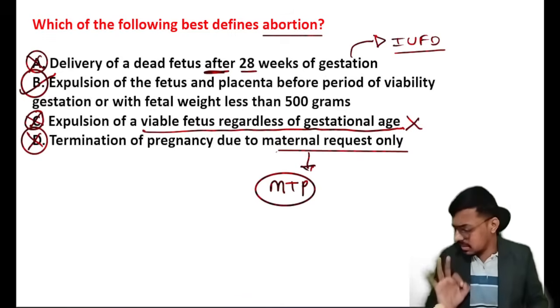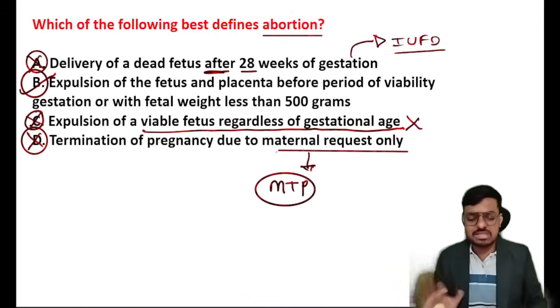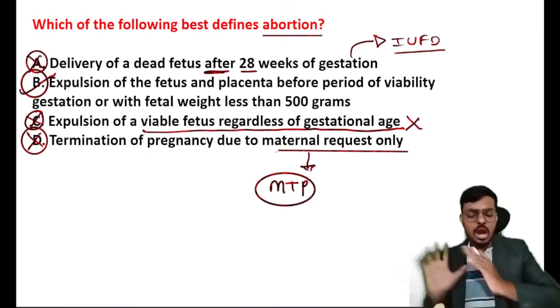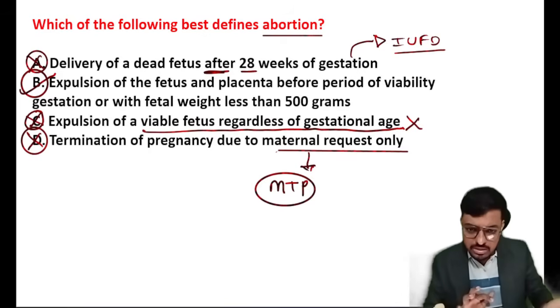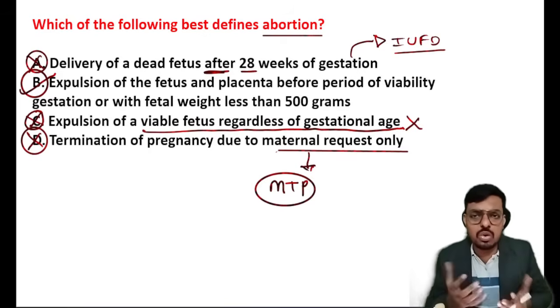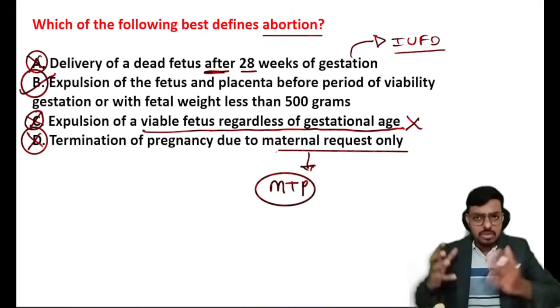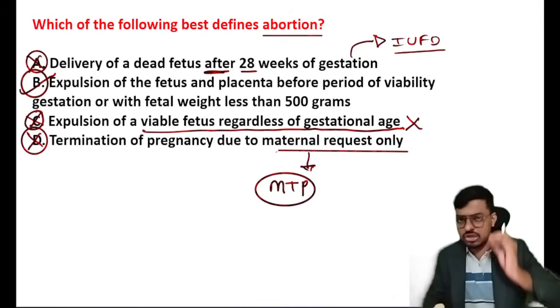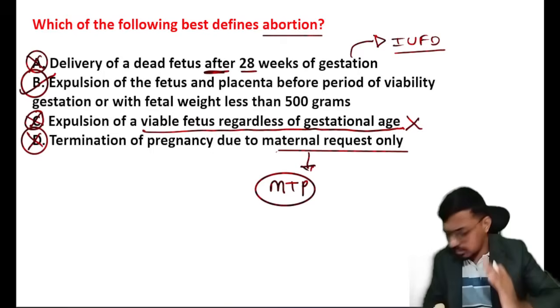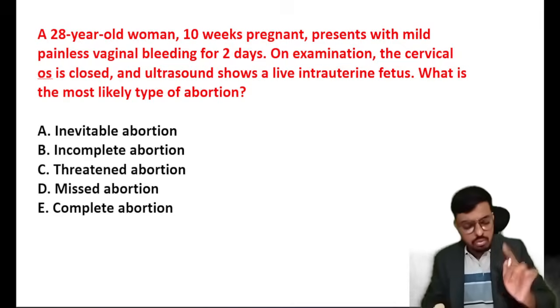Hope the question and the definition is clear to every one of you. Yes, if the fetus is coming out of the uterus before the period of viability, it is abortion, and after the period of viability, it is intrauterine fetal death. And if the mother herself comes to the OPD requesting to terminate the pregnancy for various reasons, that is called medical termination of the pregnancy. Hope it is clear to every one of you, and yes, many of you have given the correct answer.